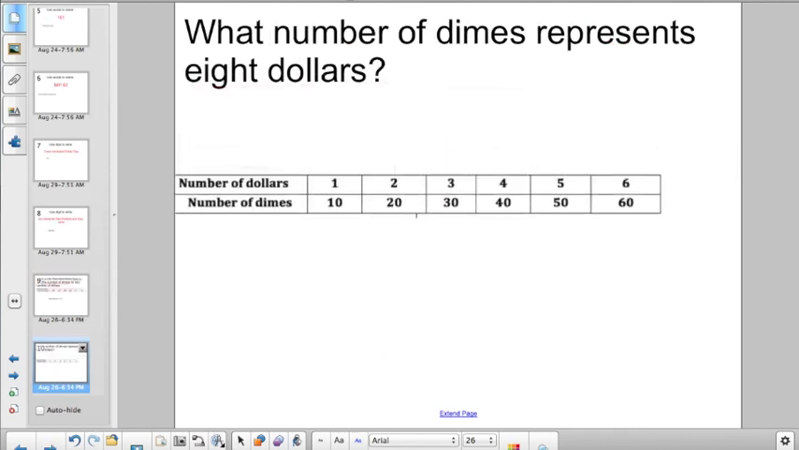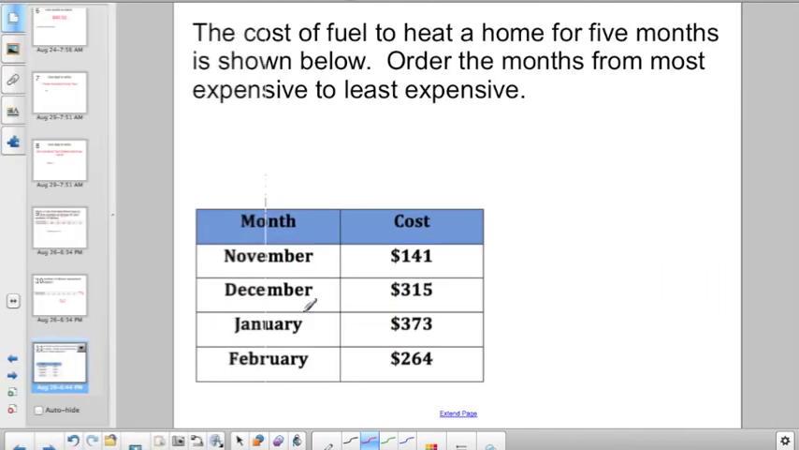Check out our next one here. So what number of dimes represents $8? Well, if my rule was multiplying by 10 each time, and I have $8, we already said the rule was multiply by tens, right? 8 times 10 is going to give you what? What is 8 times 10? Boy, I hope 5th graders know this one. I know we haven't talked a lot about multiplying, but you certainly should be able to pull that one off. It's 80.